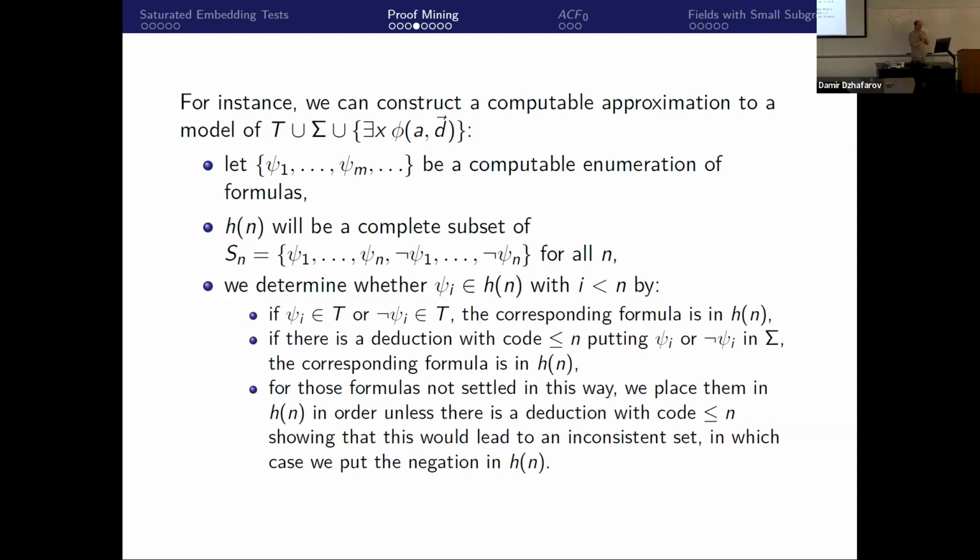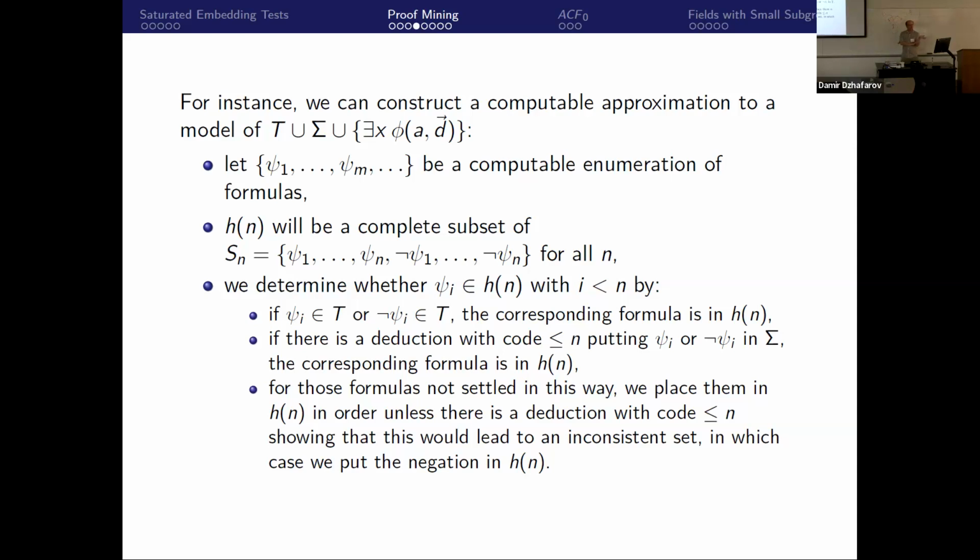Then I say h of n is going to decide the first n formulas. So h of n will look at the formulas psi 1 through psi n, and for each of them it will say either psi i is true or not psi i is true, or both, but at least one of them is true. And the way we define h of n is, T and sigma and the exists x phi sentences get top priority. Those are things we definitely have to satisfy. So if those are true, we definitely put them in h of n.